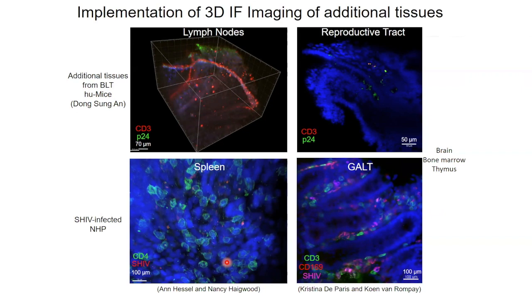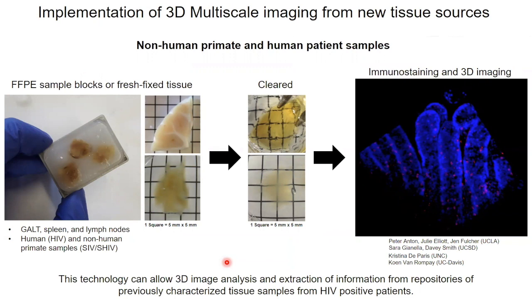We can also do this with non-human primate samples and human patient samples. Here's an example of a completely see-through region of non-human primate brain. We can also take formalin-fixed paraffin-embedded samples, or potentially fresh fixed tissues. This is an image from human brain that I received from UCSB. We're starting to be able to look at these really relevant samples and translate what's going on in the other models to human patients.